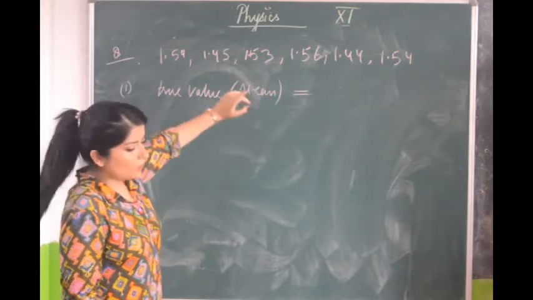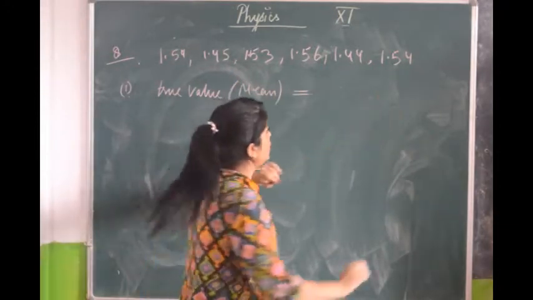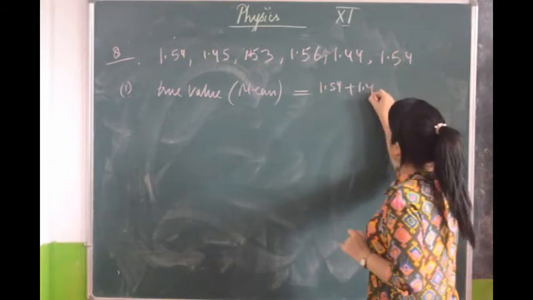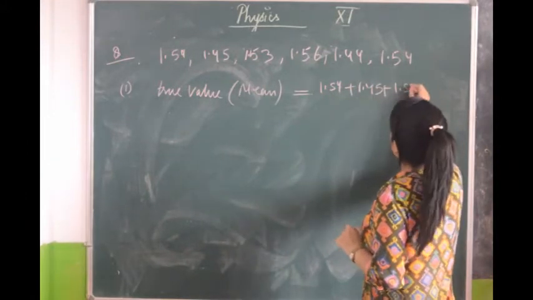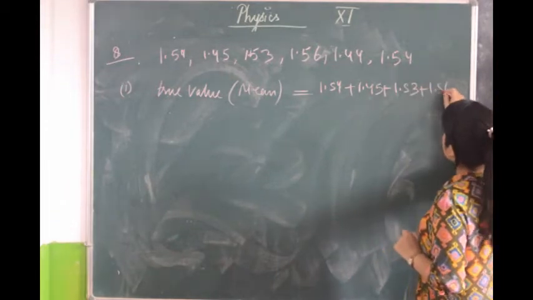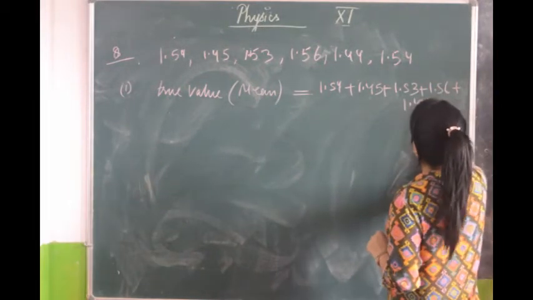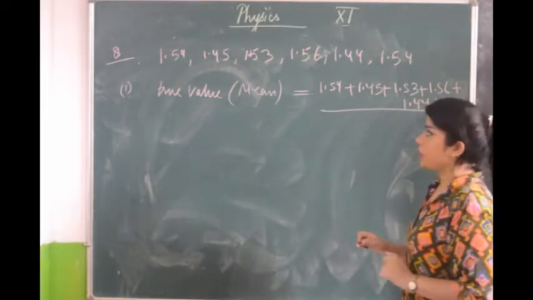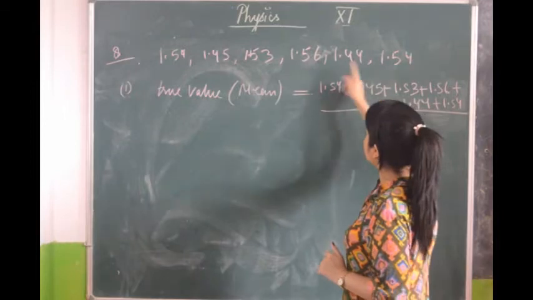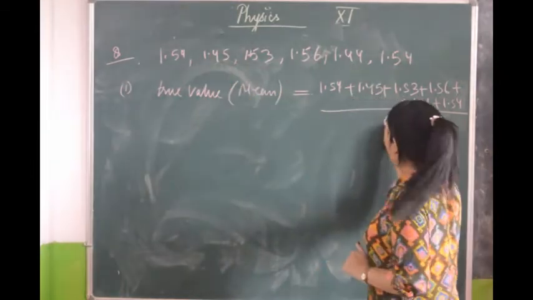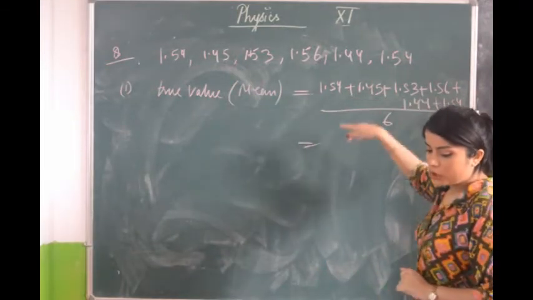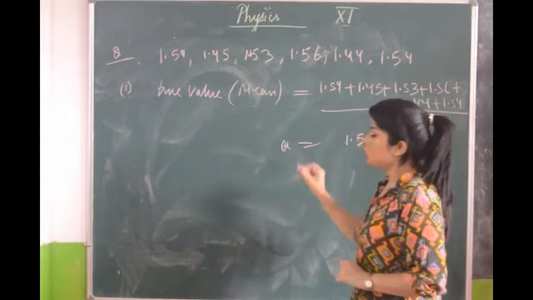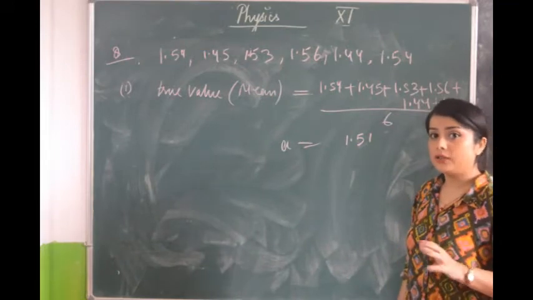So how do we find the mean of all these numbers? We add all these numbers, that is 1.54 plus 1.45 plus 1.53 plus 1.56 plus 1.44 plus 1.54, and divide it by the number of observations. So what is the number of observations over here? 1, 2, 3, 4, 5 and 6, divided by 6. Doing this calculation, we get 1.51. So this is our true value, or the mean refractive index.